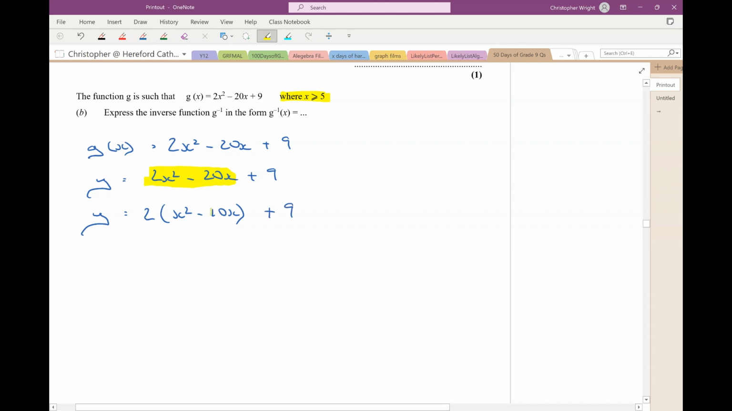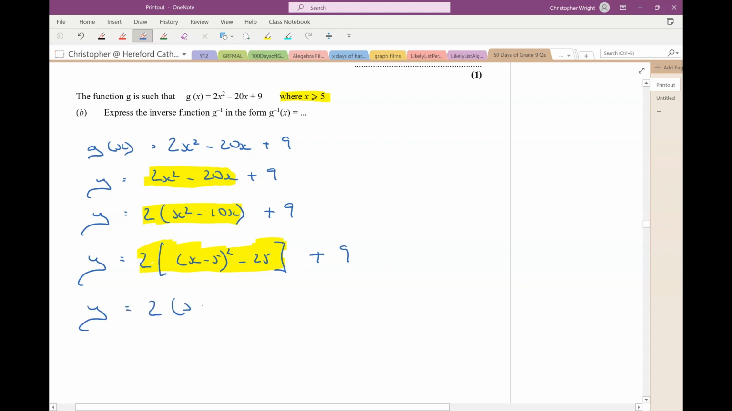So the yellow expressions are equal to each other. Right, y equals 2, open a big square bracket. I'm going to complete the square on x squared minus 10x. So that's x minus 5 squared, and that will give me an additional 25, so I minus away the 25, close the square bracket, copy down the plus 9. Now it's still the case that those yellow expressions are equal to each other. Now let's multiply out the square bracket. 2 lots of x minus 5 squared minus 50, copy down the plus 9. Now 2 lots of x minus 5 squared minus 50 plus 9 is minus 41.